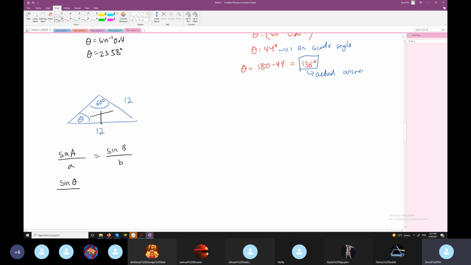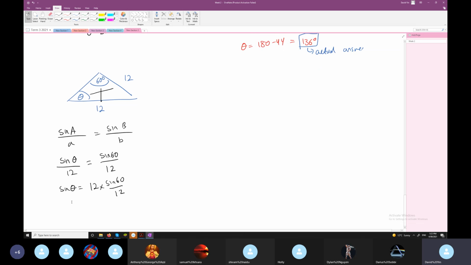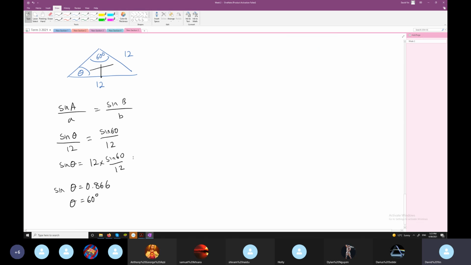So sine theta over 12 is equal to sine 60 all over 12. Yeah, because remember you're taking the sine of the angle. Then what we do is we bring the 12 across. So 12 times sine 60 on 12. If you do that on your calculator, 12 times sine 60 divided by 12, you get 0.866. Sine theta is equal to 0.866. And then if we sine inverse it, we get theta equals 60 degrees. So here we get theta equals 60 degrees.